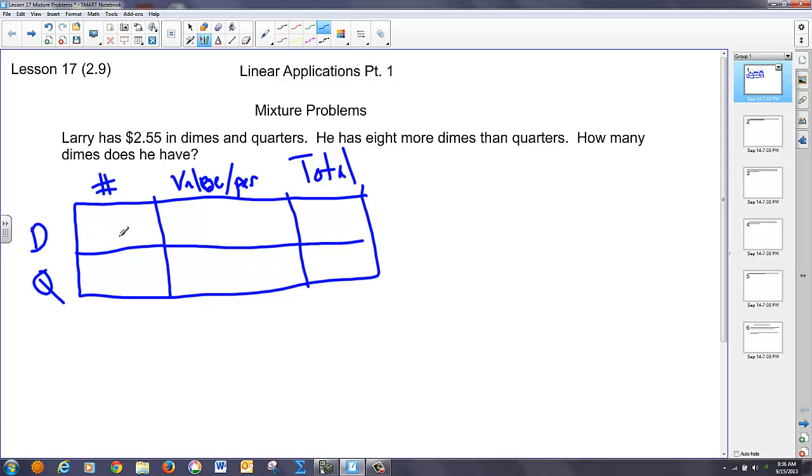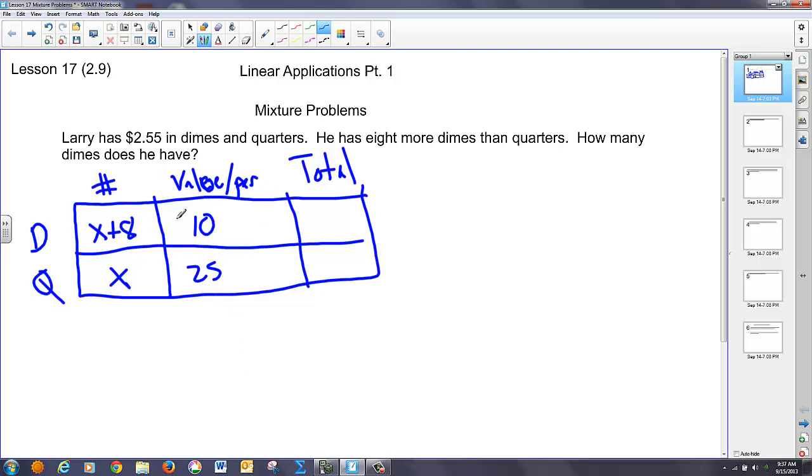Well, let's start here with the number of dimes and quarters that I have. I don't know anything about the quarters. I'm going to call that my variable x, but I have 8 more dimes than that. So now what I've done is I filled in the box for the number of coins that I have. I know the value for each dime, that's 0.1, or I could do this in pennies. I'm going to do it in pennies. It just makes life easier.